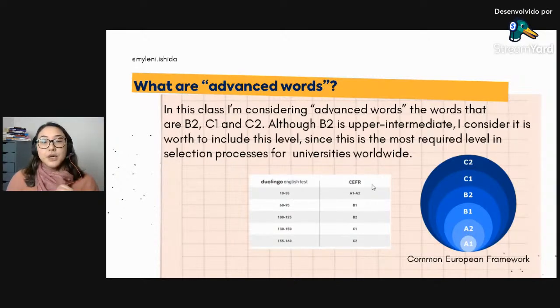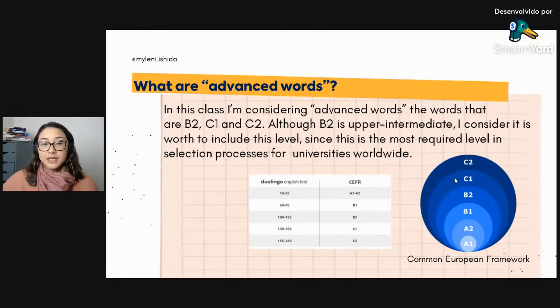Great. So, what is the Common European Framework? The Common European Framework are the levels of English, okay? So we start with A and C. A1 and A2 are the two levels of basic, B1, B2 intermediate, C1, C2 advanced, right?